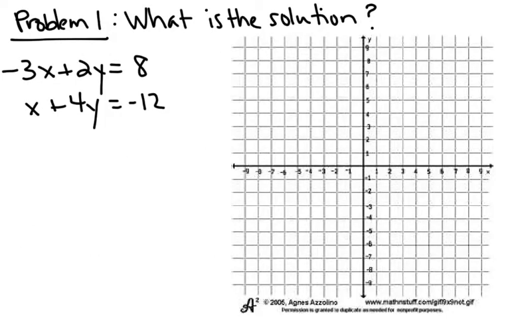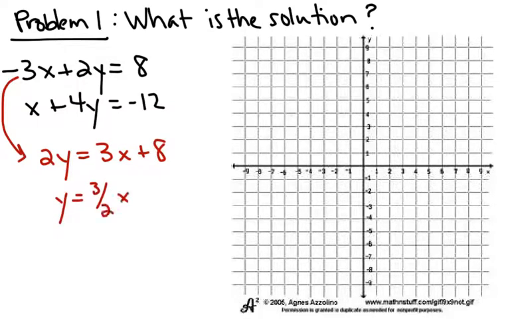So in problem 1, I want to find the solution of this particular system. Negative 3x plus 2y equals 8. x plus 4y equals negative 12. I'm going to do this by hand, but we'll also talk about in class how to do this on the graphing calculator. In order to graph this by hand, I want to put both of these equations in slope-intercept form. So the first equation, I'm going to add the 3x, and then I'm going to divide by 2.